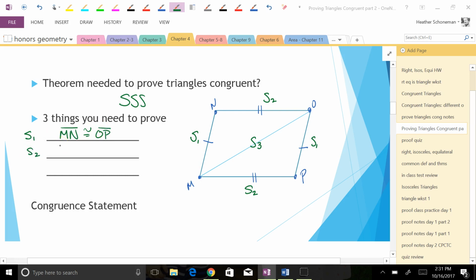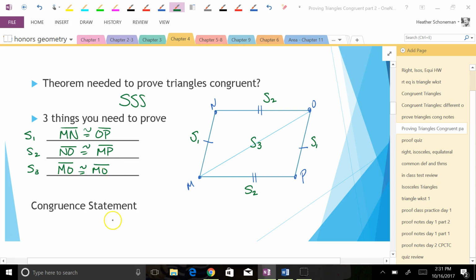For segment 2, the top NO would be congruent to the bottom, NP. And the third side, well, that segment's congruent to itself. And when we do that, we're using the reflexive property. But when you write it, you could do MO or OM, it's the same thing. But when you write the second one, it's got to match what you start with. Since I wrote MO, I got to finish with MO. It's got to be identical.